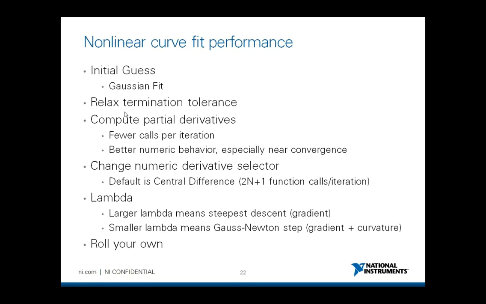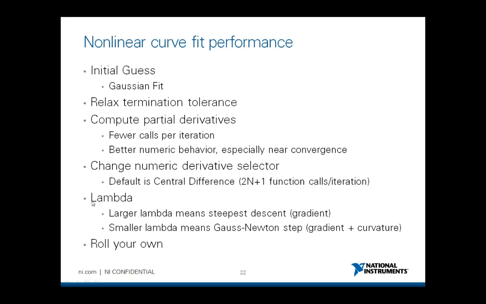So when you get close to a difficult problem with numeric derivatives, the thing chatters around the answer before it converges sometimes. But if you have an actual correct implementation of the partial derivatives, you don't see that behavior. So when you get close to the end, it has better behavior as well. It is possible to go in and change the numeric derivative selector. I said it used central difference by default. You can change that to use first order forward difference to try and reduce the number of calls.